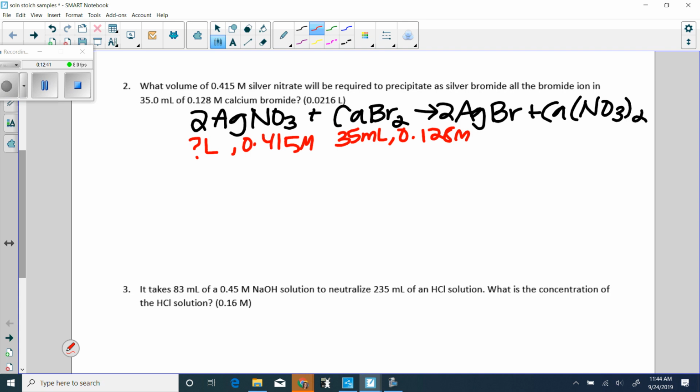I know you're going to want to. It would not be acceptable. You would not earn the point because this is not a dilution problem. This is a reaction. Even if the mole ratio is 1 to 1, which it's not, if it was, you still have to do a mole ratio.